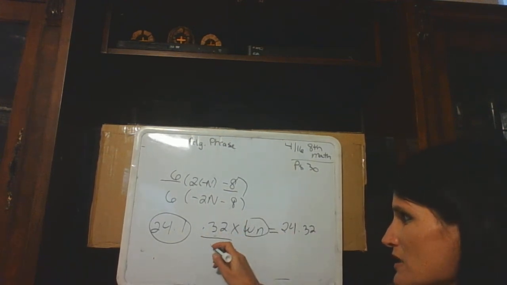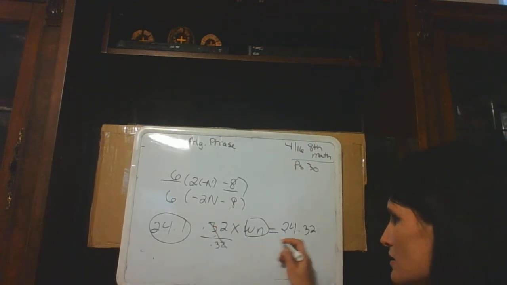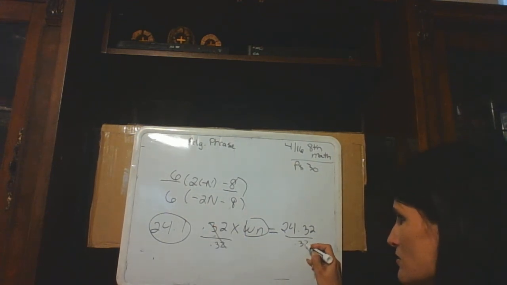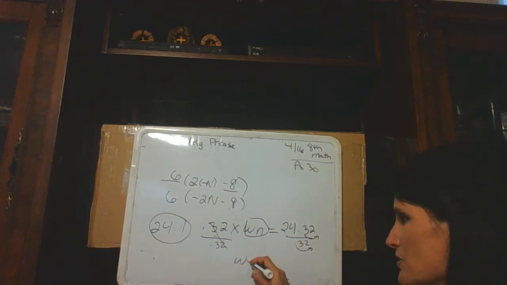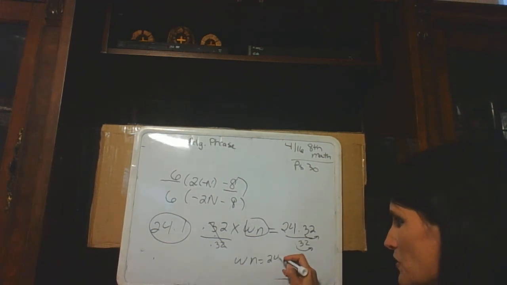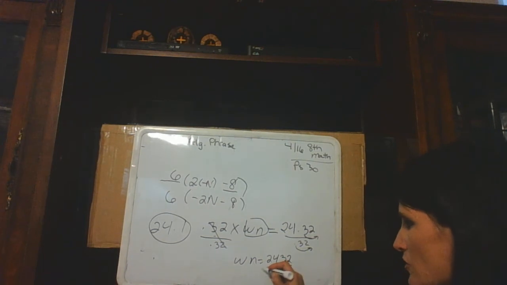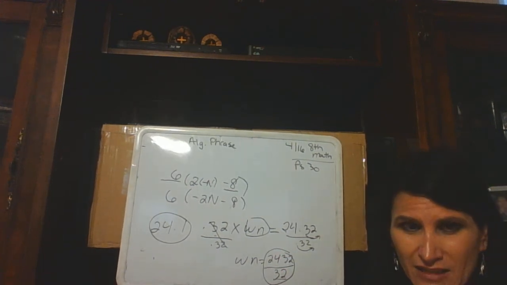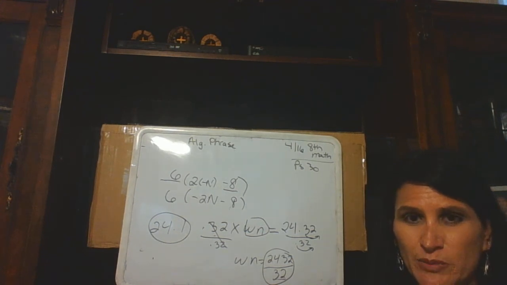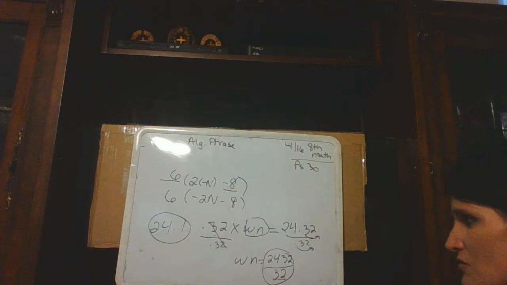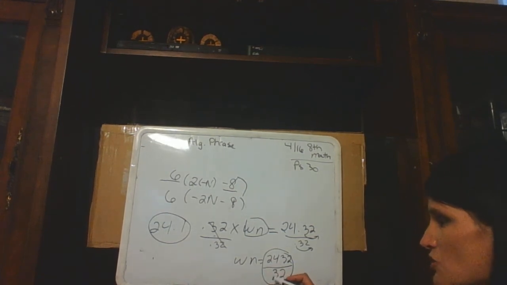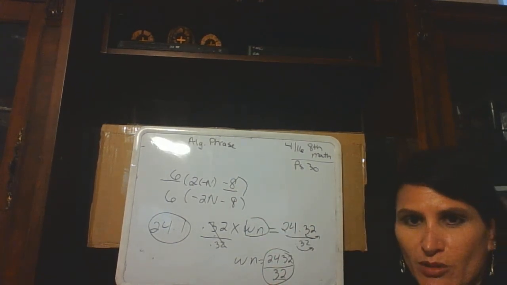We have to divide by the 0.32, divide by 0.32. That means we have to move the decimal. And we're going to have n equals 2,432 over 32. Reduce this before you divide it, guys. If you reduce it, that'll make your math a lot easier. I'm not going to do it right now because it would take too much more time, and I'm sure that the algebraic phrases already hurt your brain.